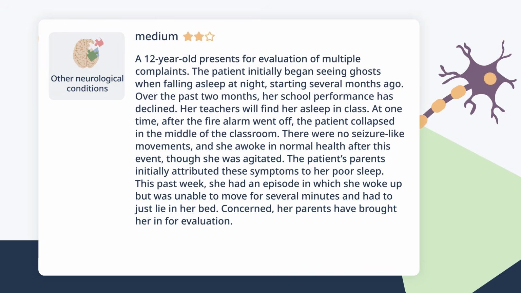A 12-year-old presents for evaluation of multiple complaints. The patient initially began seeing ghosts when falling asleep at night, starting several months ago. Over the past 2 months, her school performance has declined. Her teachers would find her asleep in class. At one time, after the fire alarm went off, the patient collapsed in the middle of the classroom. There were no seizure-like movements, and she awoke in normal health after this event, though she was agitated.